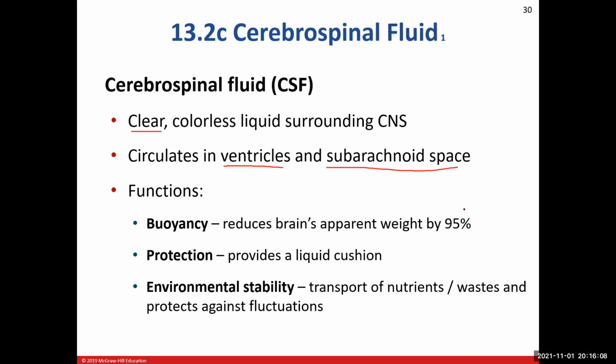Here's one of my favorite statistics or facts in this course. Cerebral spinal fluid has several functions. It helps with the brain's buoyancy, helps protect the brain, and helps to create a stable environment for the brain when we're talking about the movement of nutrients and getting rid of waste. But one of my favorite stats is buoyancy. The cerebral spinal fluid reduces the weight of the brain by 95%.